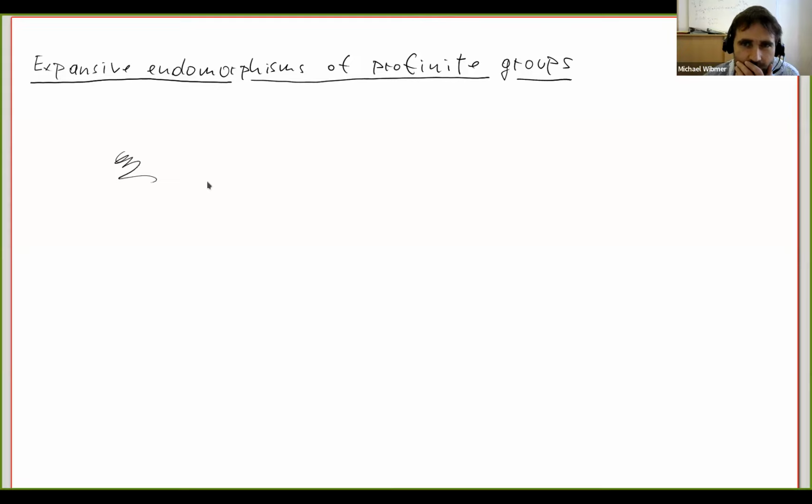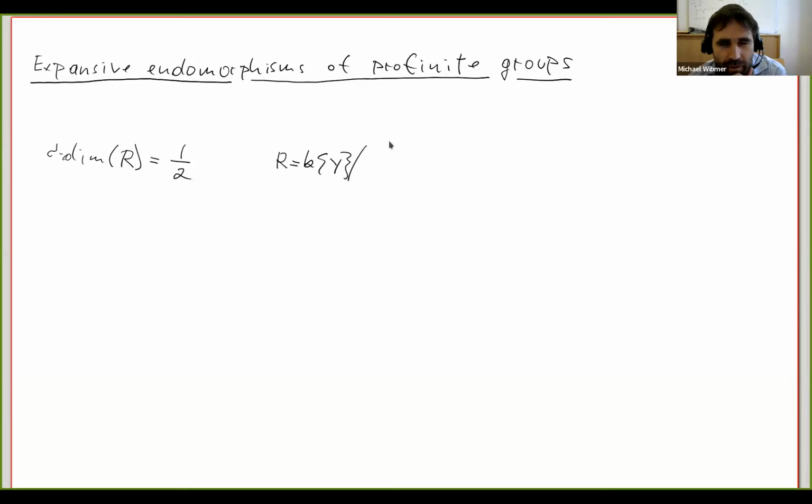So maybe I can do an example of a difference algebra that has dimension 1/2, which is somewhat curious. Take R to be the difference polynomial ring in just one variable, and then you mod out by what we would call the difference ideal generated by the equation.